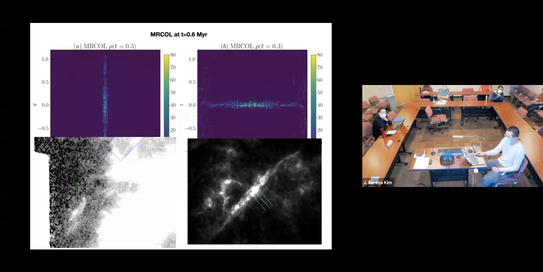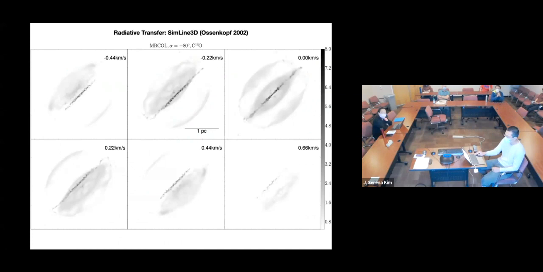This is just more like a shape morphology comparison, and then we do a radiative transfer modeling for the model, and we make the synthetic observation for the C18O molecular line data cube, and there you can see the ring structure, fork structure in the channel maps of the C18O map. So this is just another comparison for the morphology.